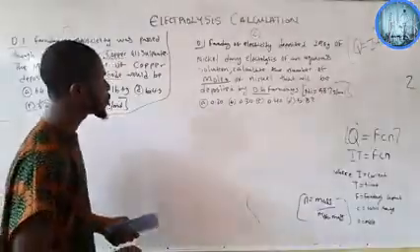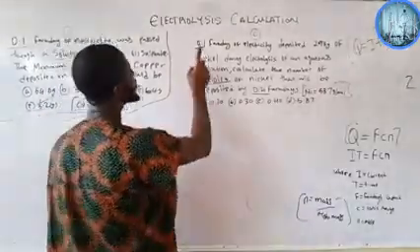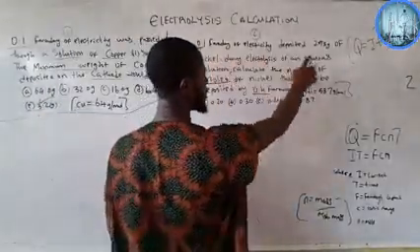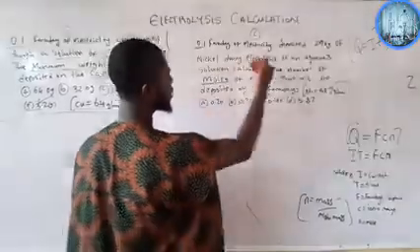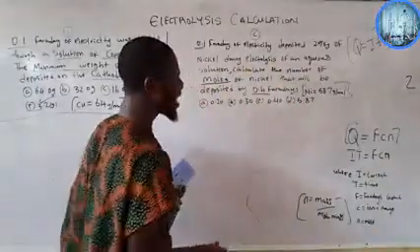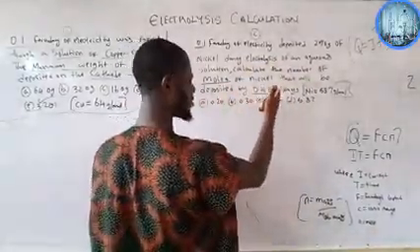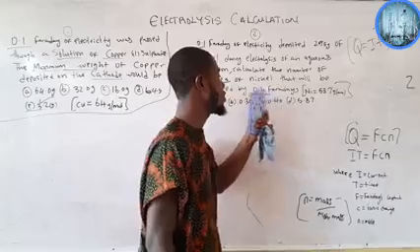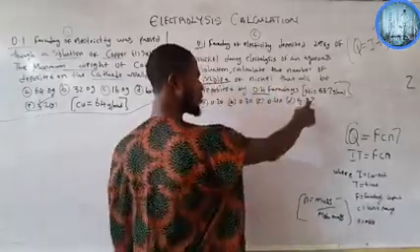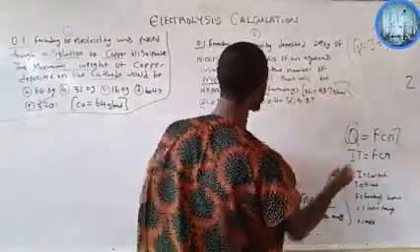Alright, so let's look at the second question. The second question says that 0.1 Faraday of electricity deposited 2.95 grams of nickel during electrolysis of an aqueous solution. Calculate the number of moles of nickel that will be deposited by 0.4 Faraday. Molar mass of nickel was 58.7.